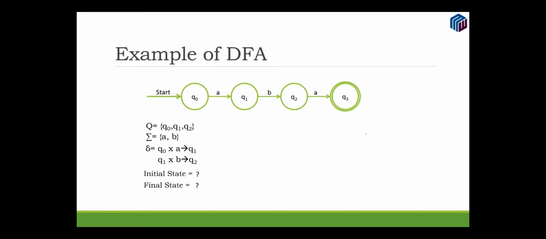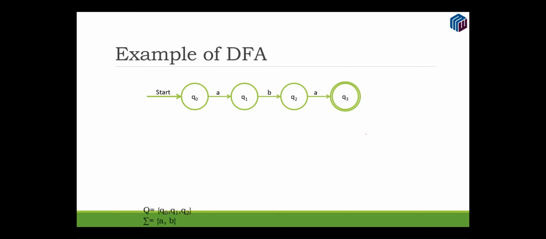Sigma will be updated. Here we have the A. A already exists, so there is no need of repeating the A multiple times. A single time we are going to represent it as an input. A, B itself is the input alphabet. Here we have to update the transition states, and here we have to update the initial state and final state.